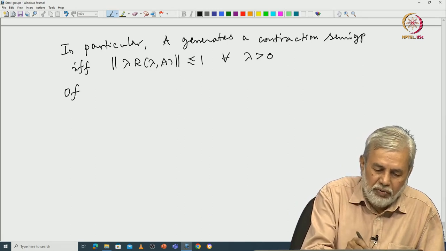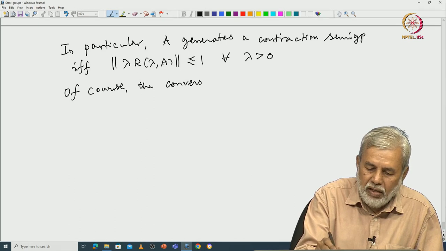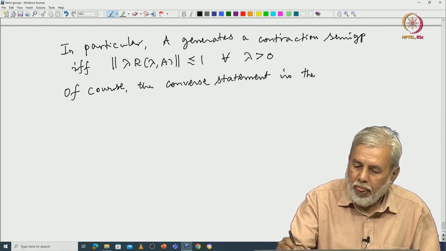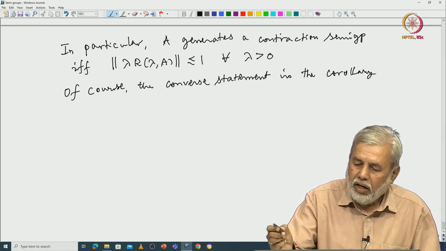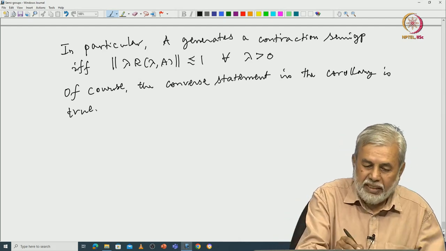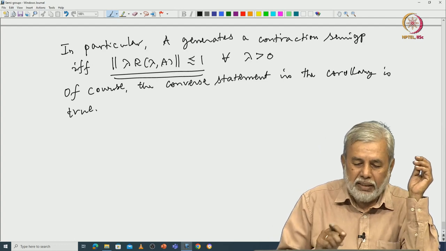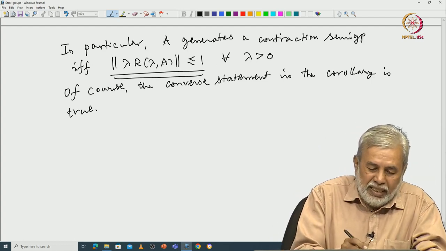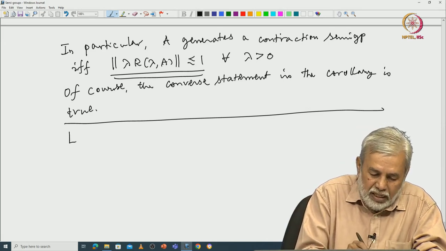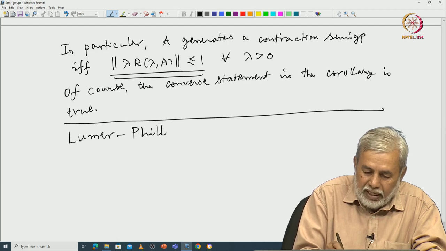So, of course, the converse statement of the corollary is also true. Namely, if T t is a contraction semi group, then this condition holds true. Okay. So, that just condition m equal to 1 makes life so simple, right. So, the next step is to remove even this resolvent altogether. Okay. So, this is Lumer-Phillips theory. So, let me just begin with that and maybe I will continue with the next class.